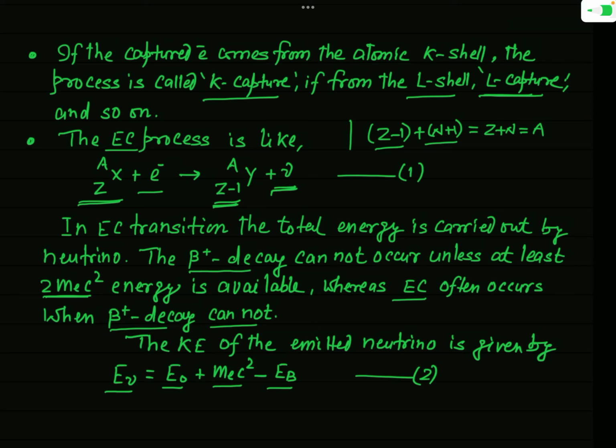You know that the Q value, this E naught, is actually the difference of the rest mass energy of the parent nucleus and the daughter nucleus. And apart from that, there is an electron captured by the parent nucleus. So this is the rest mass energy of the electron which is actually captured. But this E_B is what? This is actually the binding energy of the electron present before the capture in a particular cell.